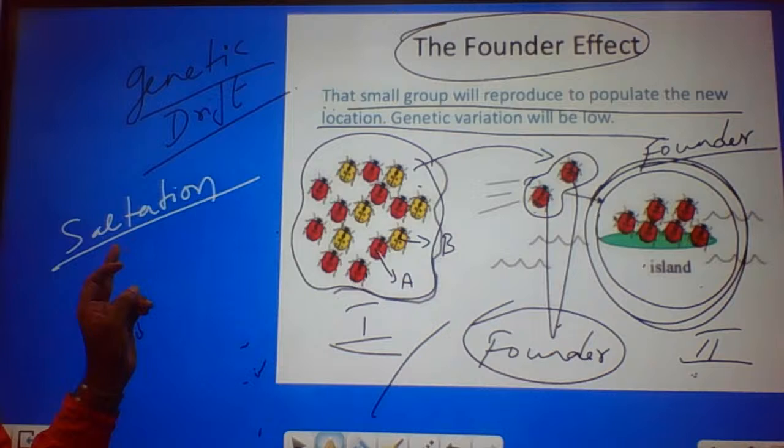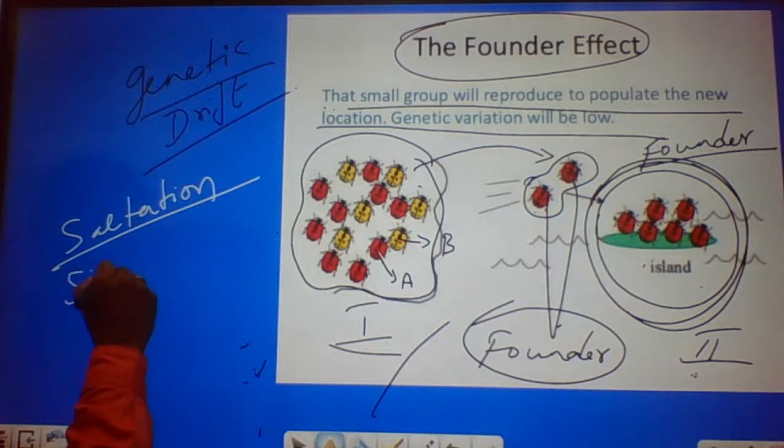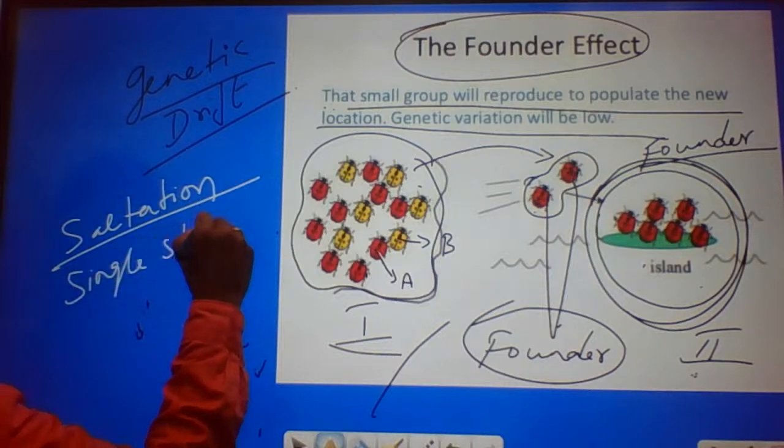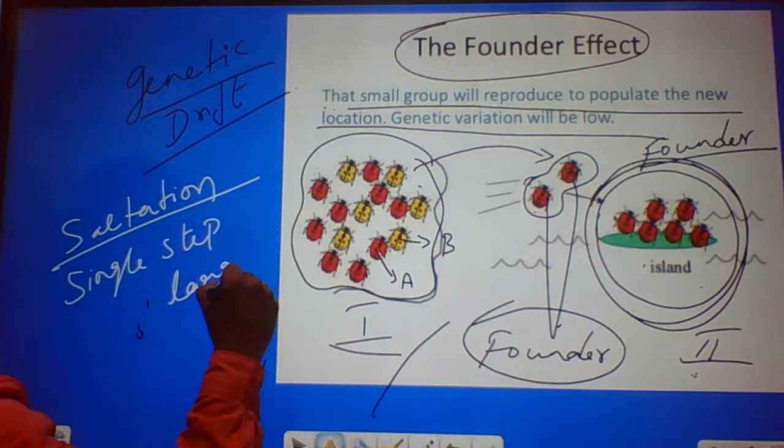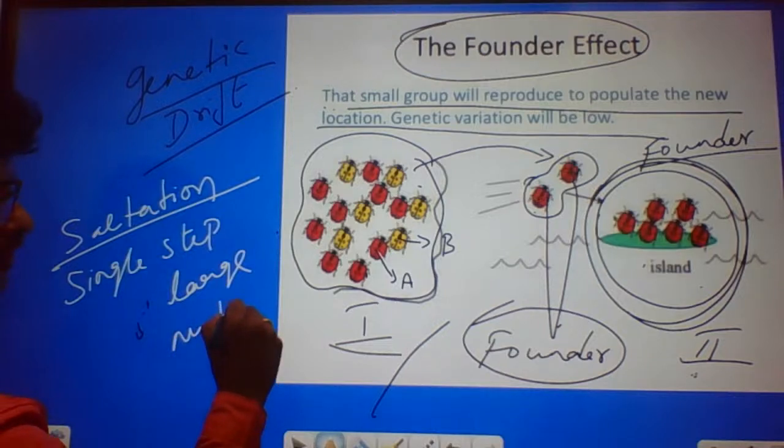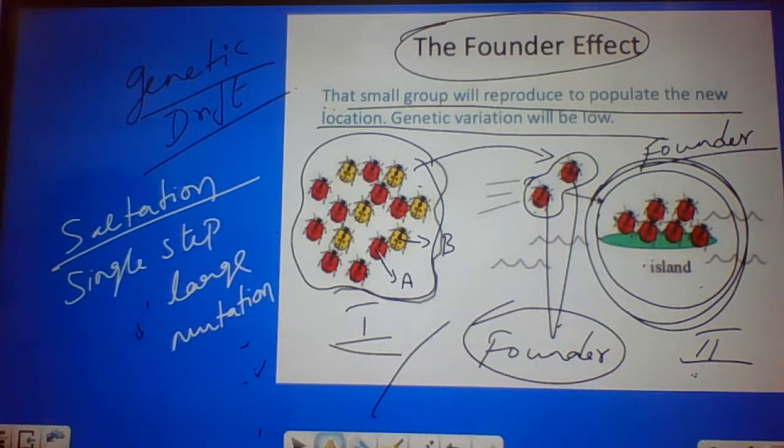What is saltation? Saltation is something that we call a single step large mutation. It's a one step mutation, single step, but it is a large mutation. The single step large mutation, this we call saltation. Sometimes you can get this type of question also, like what actually saltation means. So by this we are coming to the end part of the founder's effect.